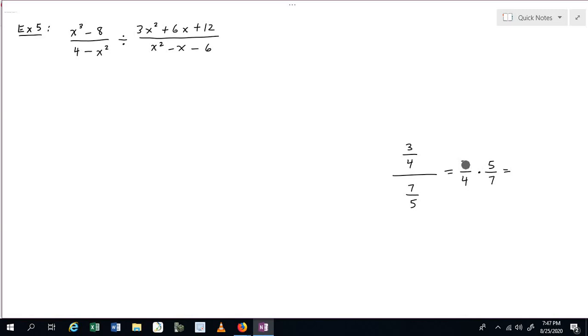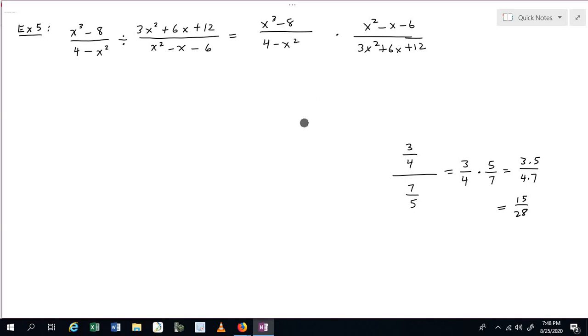Okay, and again, like I mentioned before, you can actually multiply the tops and the bottom and then divide. So this is the same as 15 over 28. Okay, we're going to do the same thing here. So I'm going to flip this and then multiply by it. Okay, so multiply by the reciprocal of this fraction here, and that's the reciprocal.